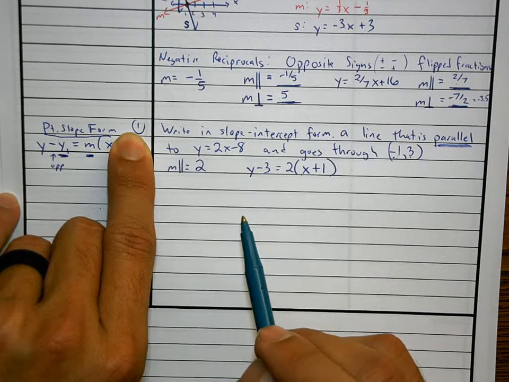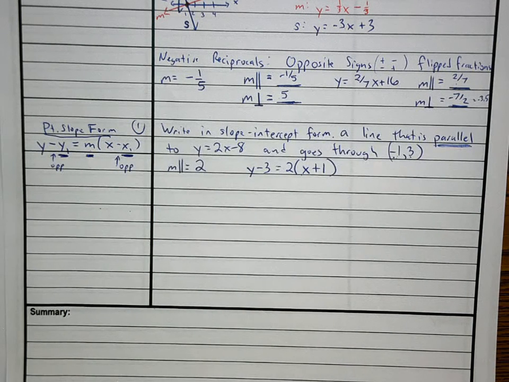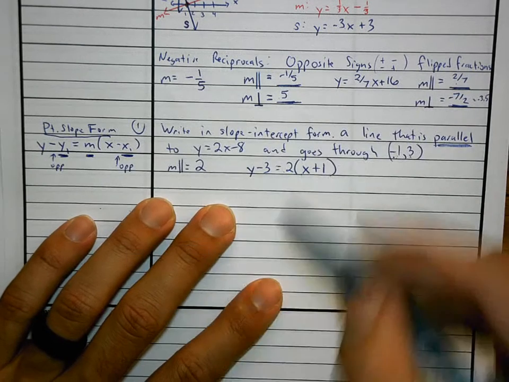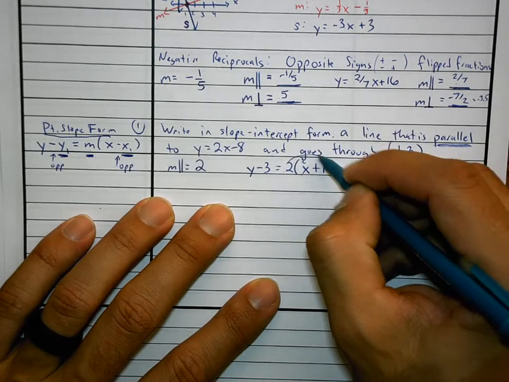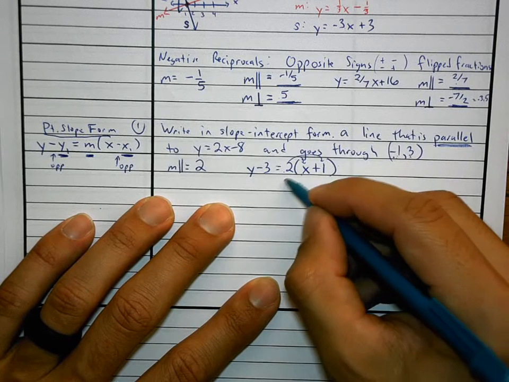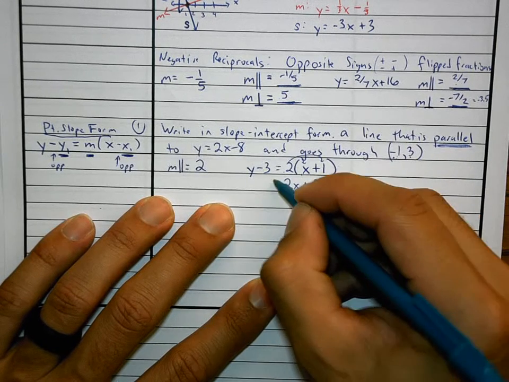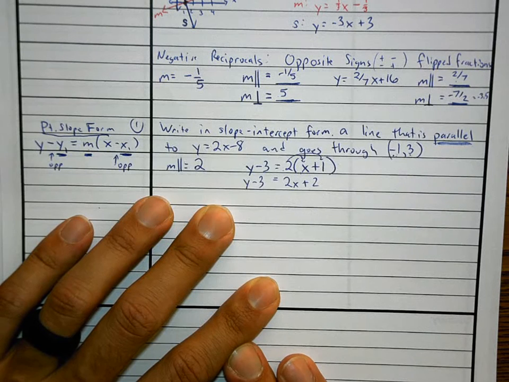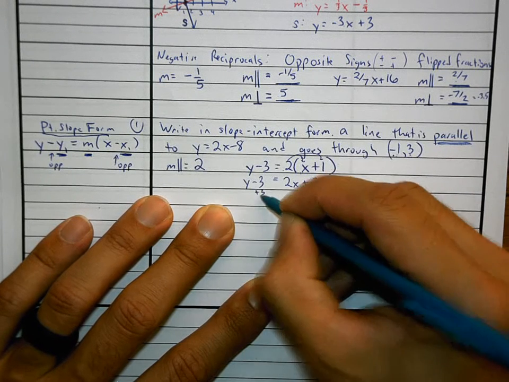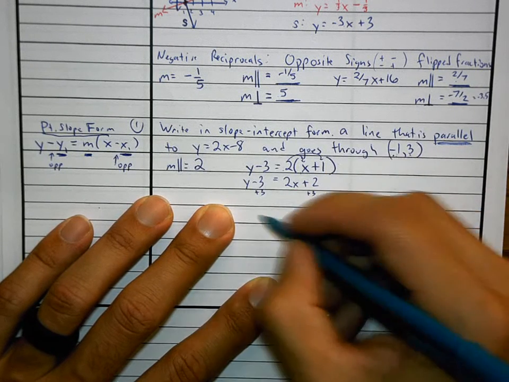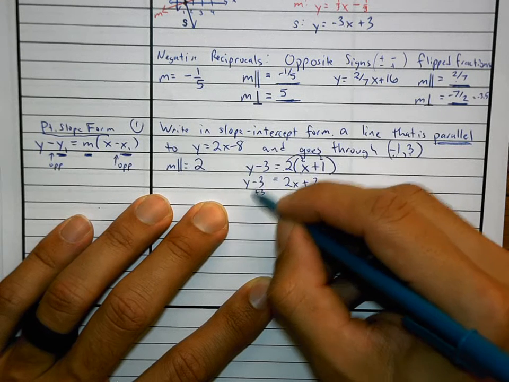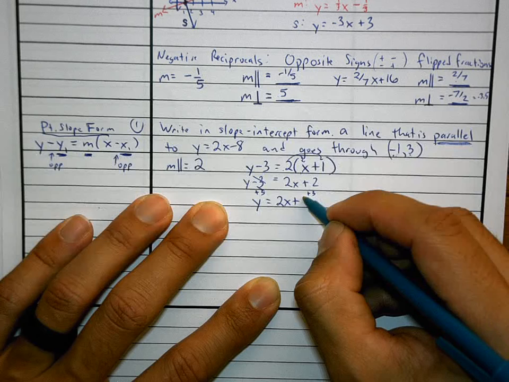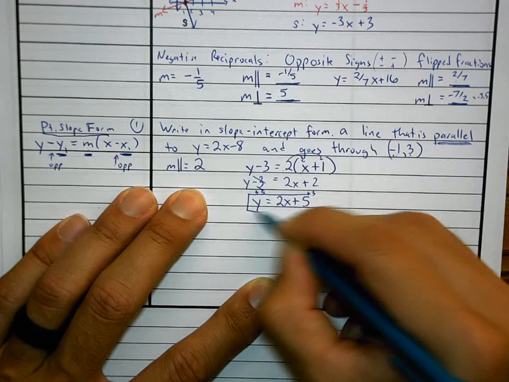And so now let's review what we learned last time on 3.5b. How do I go from this to slope-intercept form? You distribute: 2x plus 2. And then you add the 3. And you get y equals 2x plus 5. That's your answer.